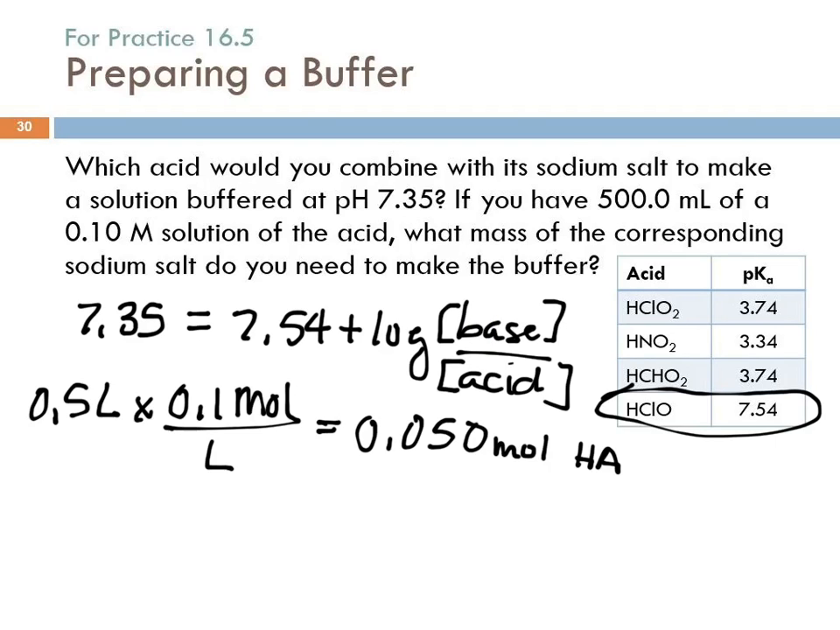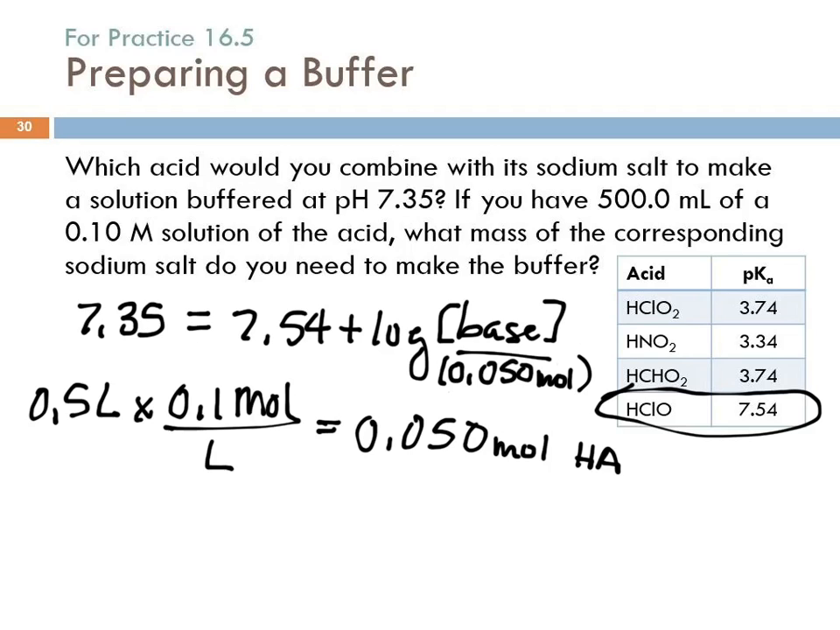So the moles of base, I need to find out how many grams of the sodium hypochlorite I would have to add. Okay, so I'm just going to do it this way. I'm just going to erase that and put in the .050 moles. And now we're going to solve for the base.